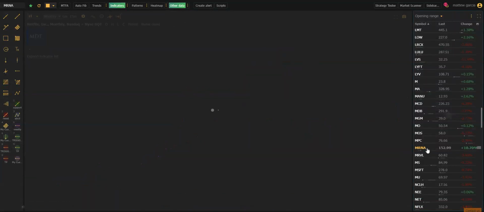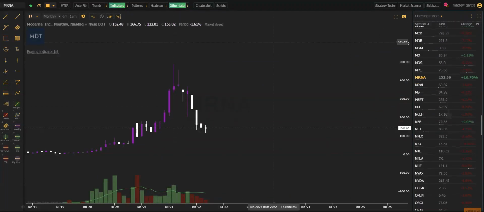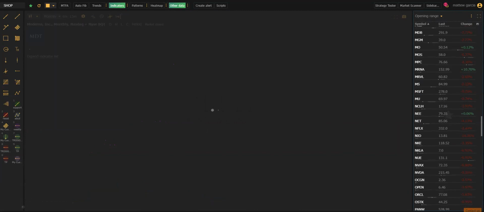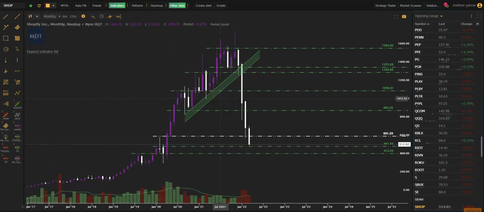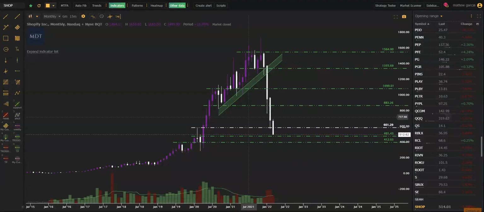Let's see. This one kind of works, but it's not that good. Shopify is a pretty good one, right? I mean, we do set some boxes and break them down, but really for what I'm trying to teach you guys, easily identifiable setups. So right here at 383.26, you have wicks. This on the monthly time frame is a great support level.